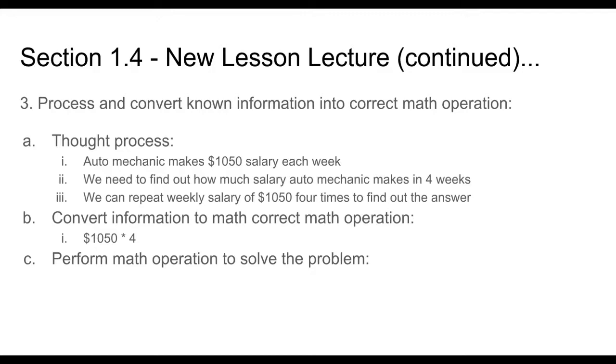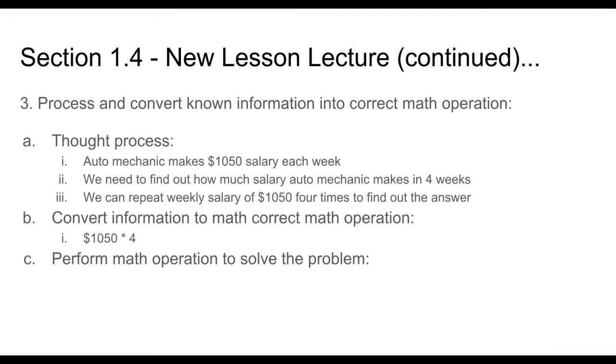Here we can use logic to determine that we can repeat that weekly salary of $1,050 4 times to get the answer. That is, if he makes $1,050 per week, and we need to find out how much he makes in 4 weeks, we can repeat $1,050 4 times and get that answer. So that would indicate that we need to use multiplication to solve the problem.